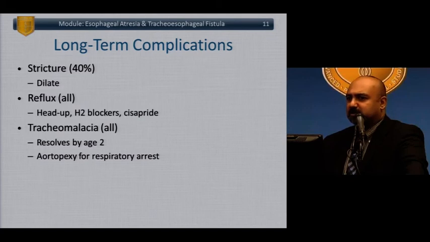Tracheomalacia, all these patients have tracheomalacia due to the deformity. This actually resolves by the age of 2. In very severe cases of tracheomalacia where they're having severe respiratory distress, sometimes we can do an aortopexy and tack the trachea to the aorta to prevent that from actually causing compression.